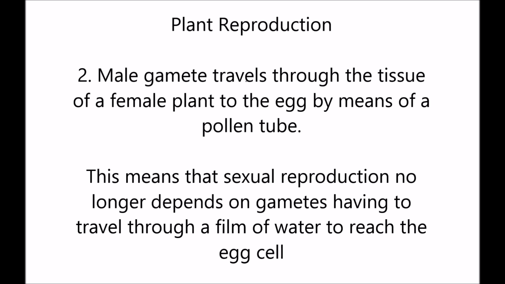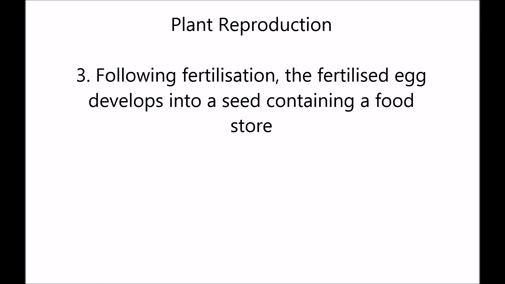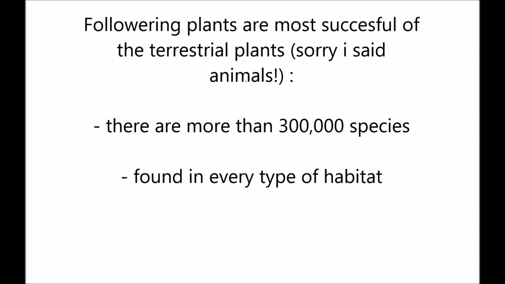The second stage is that the male gamete travels through the tissue of the female plant to the egg by means of a pollen tube. This means that sexual reproduction no longer depends on gametes having to travel through a film of water to reach the egg. And the third stage is that following fertilisation, the fertilised egg develops into a seed containing a food store.